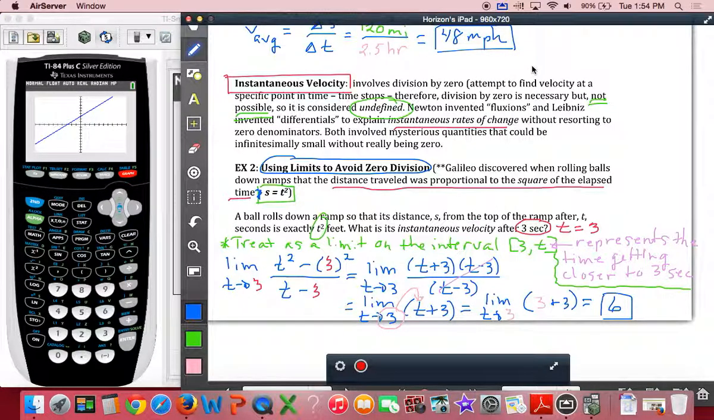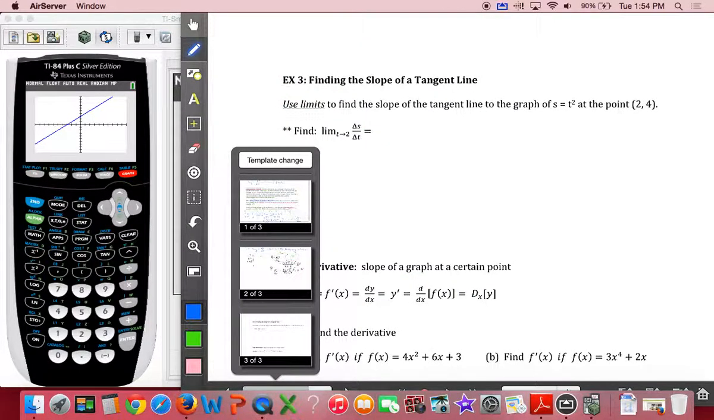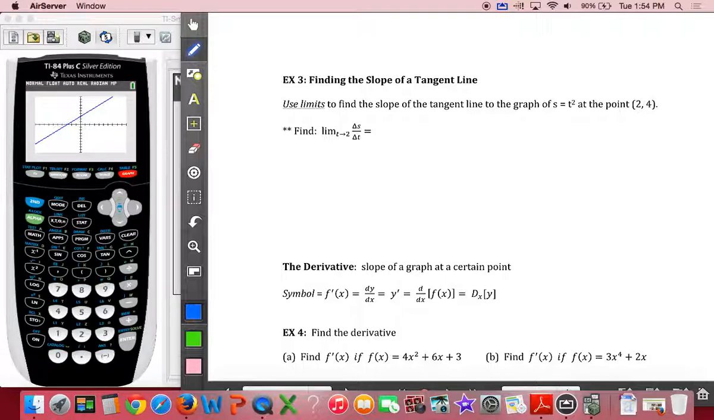All right, so then let's go on to the page after this. We're going to look at example 3.